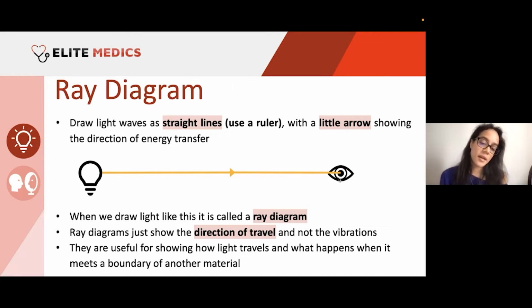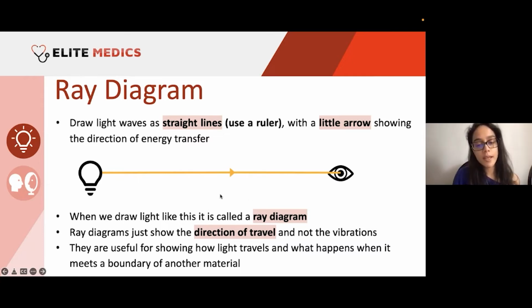This is what we call a ray diagram. So in physics, we use ray diagrams to show the direction of light. You can think of it like you're illustrating a ray of light using this straight line and arrow. The ray diagrams just show the direction that light's traveling in. It's not showing the direction of vibrations. We know that a light wave is a transverse wave, so the vibrations or oscillations are going to be at 90 degrees to the direction in which the wave is traveling.